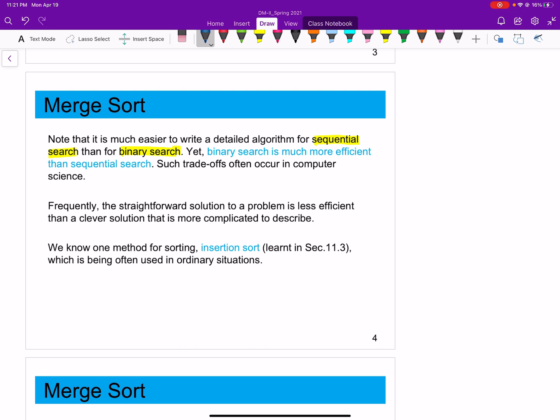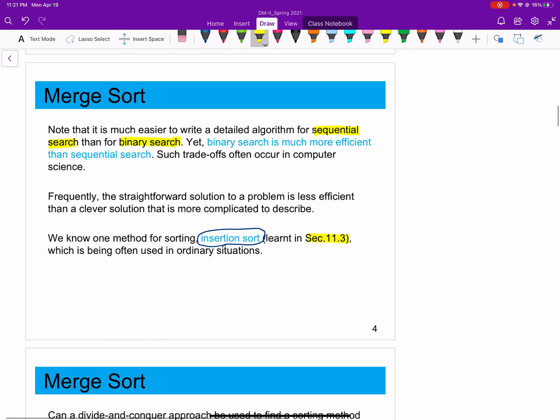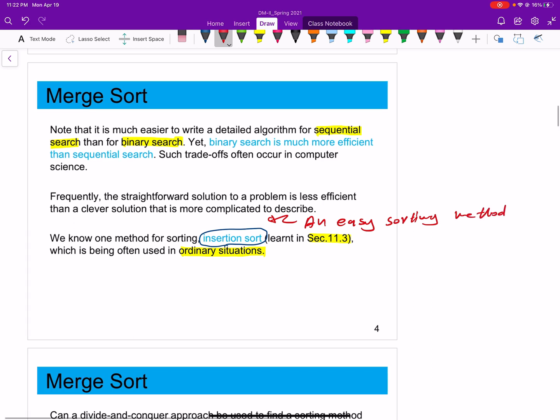All right. We know one method for sorting, which is insertion sort. You all know about insertion sort that we learned in section 11.3. We learned insertion sort in 11.3, which is a sequential method. This sort is used for ordinary situations. This insertion sort is an easy sorting method. Since it is easy, it is less efficient.